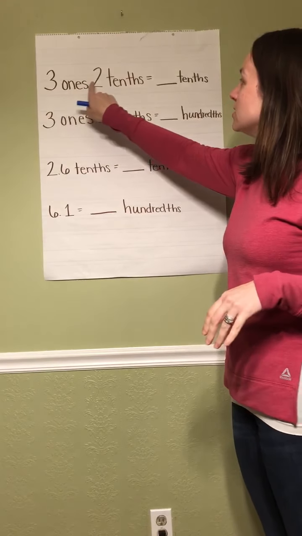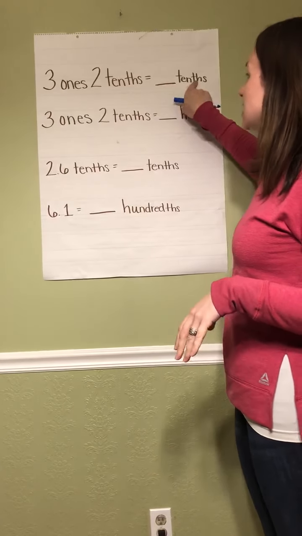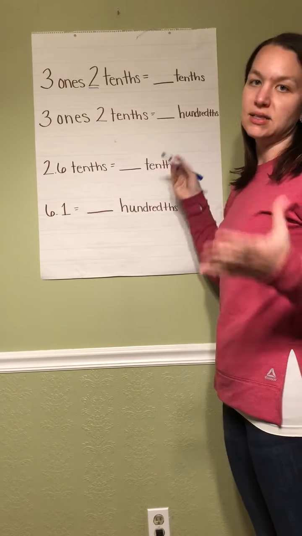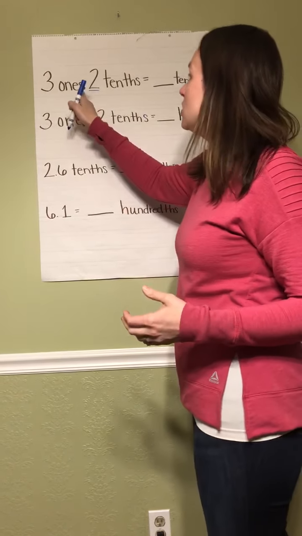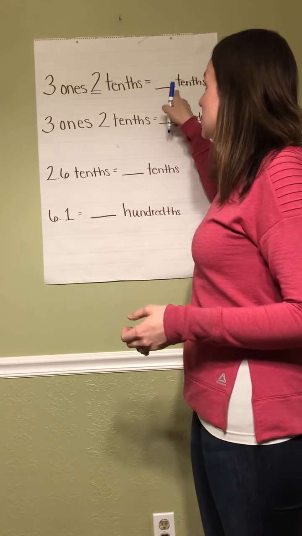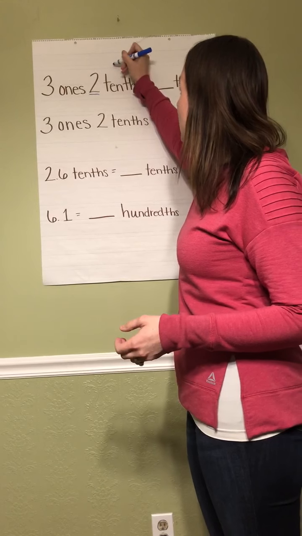So 3 ones and 2 tenths equals how many tenths? Some of you just said, oh, it says 2 tenths, I'm going to write 2 tenths. That's not what it's asking you. It wants you to convert 3 ones and 2 tenths into how many tenths. So we already know here that you're going to have 2 tenths.